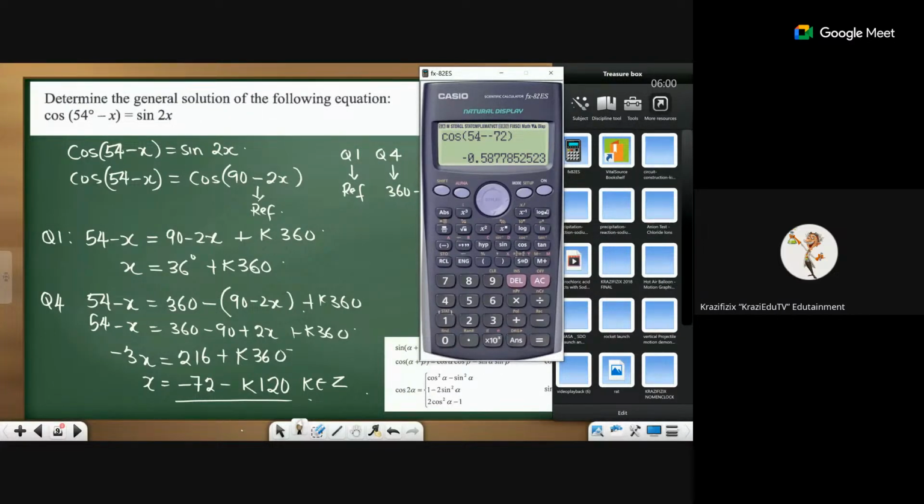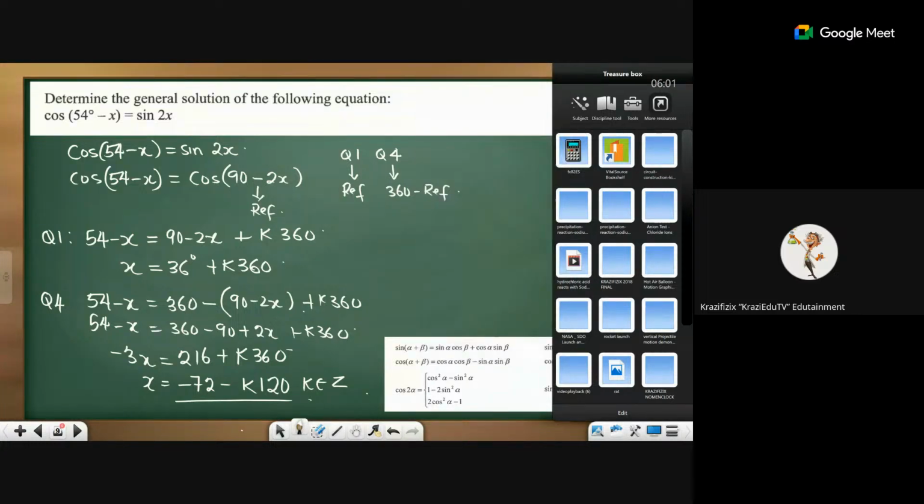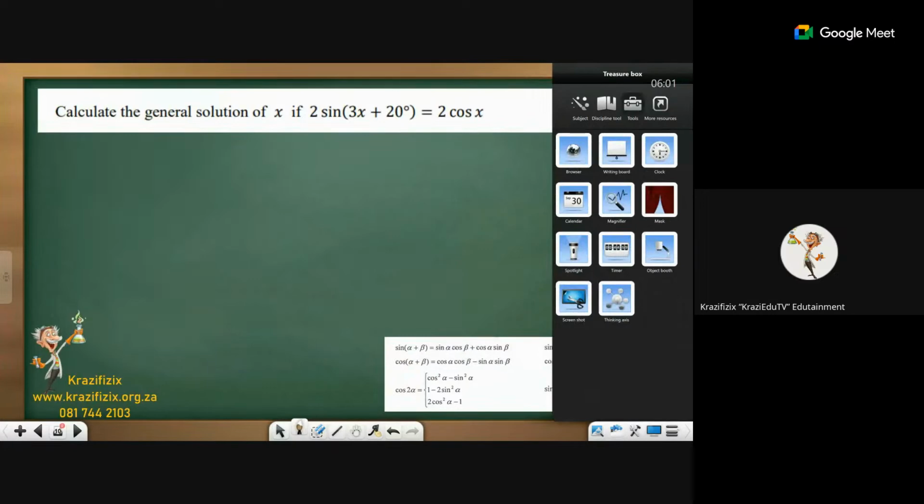All right. Take 0.5877 and sin(negative 72). Check. Negative 0.58 answer. Guys, I hope this is good. I am dropping general solution. You can take that as a practice.